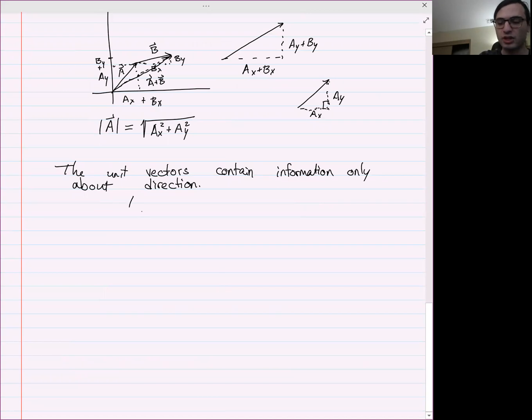Now, in the case that we've been talking about, it's the components that carry information about length.